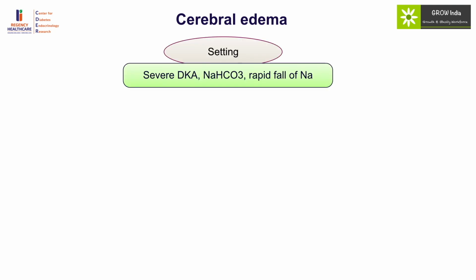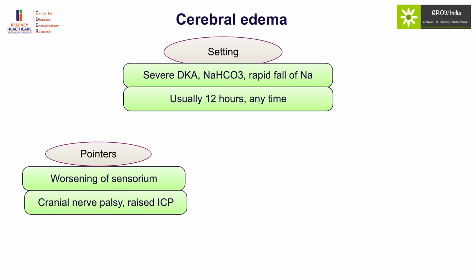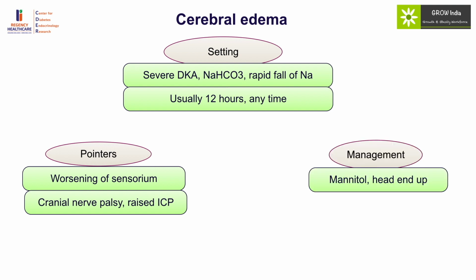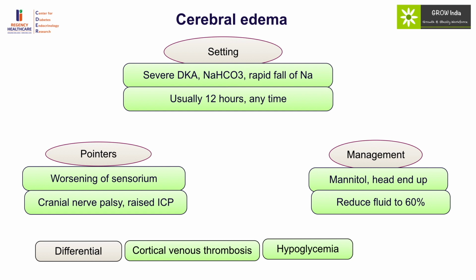Cerebral edema is the most dangerous complication of DKA. It typically occurs with severe diabetic ketoacidosis as reflected by low pH, low CO2, administration of sodium bicarbonate and rapid fall of sodium. It usually happens 12 hours after treatment but can happen at any point of time. And the pointers include worsening of sensorium, development of cranial nerve palsies and increased intracranial pressure like hypertension and bradycardia. The condition should be immediately managed by use of mannitol and keeping the head end up and reducing the fluid to 60%. One should not wait for neuroimaging because that would be lethal in this setting. If the child is not improving despite these measures, one should consider the possibility of cortical venous thrombosis and hypoglycemia in this setting.